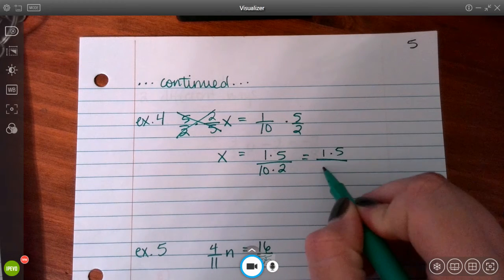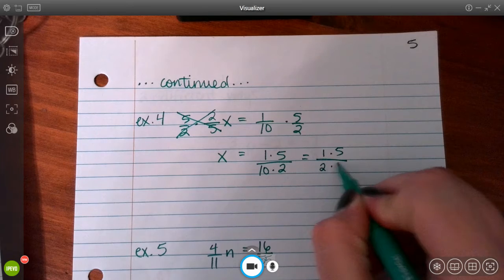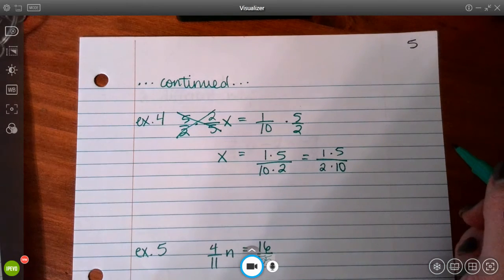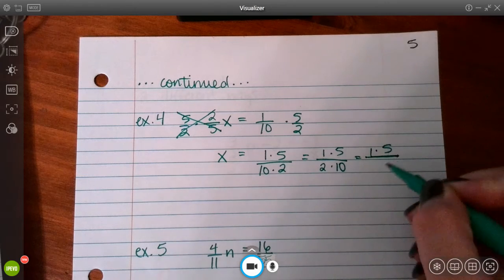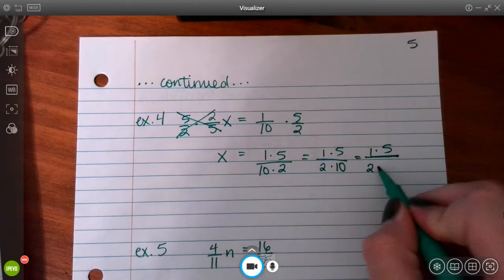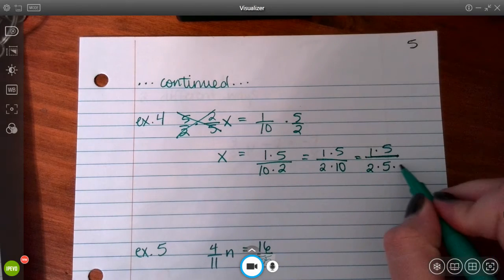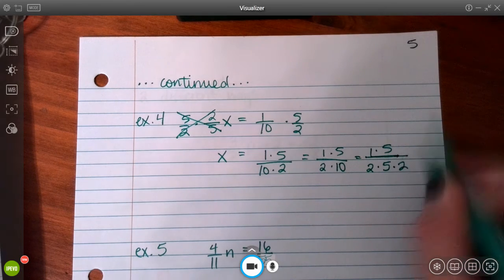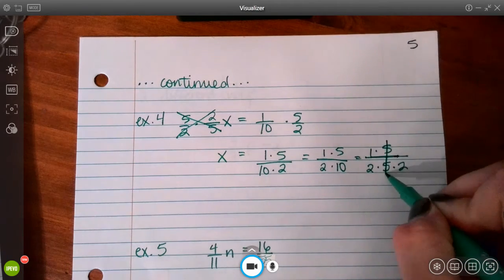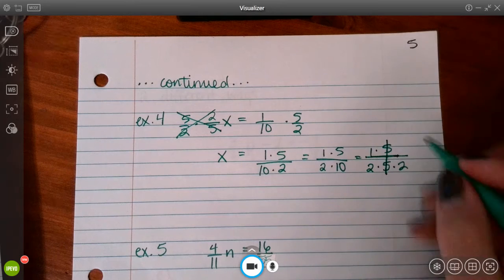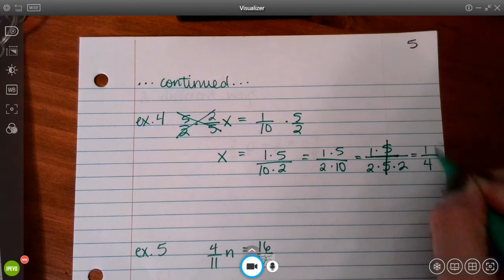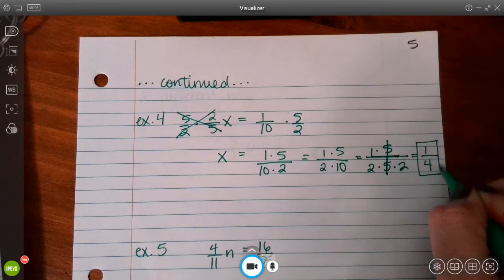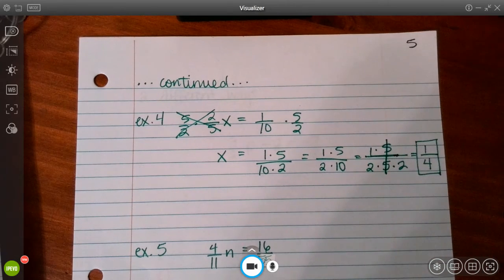If I rewrite it, I've got 2 times 10, or I can continue to write it out and break it down into more factors. I could say 2 times 5 times 2. You'll notice I've got a 5 over a 5, which I know just equals 1. So I'm left with a 1 and a 2 times 2, which is 4. So my final answer is 1/4.